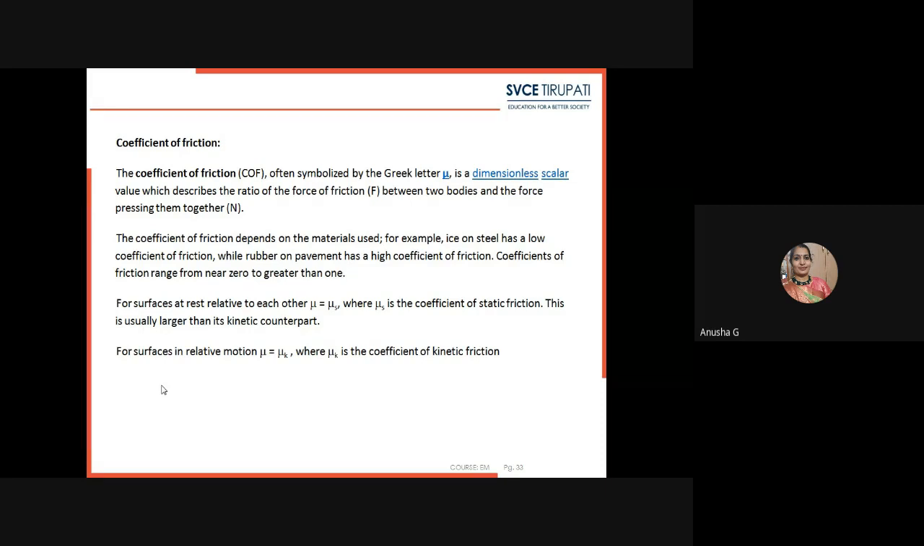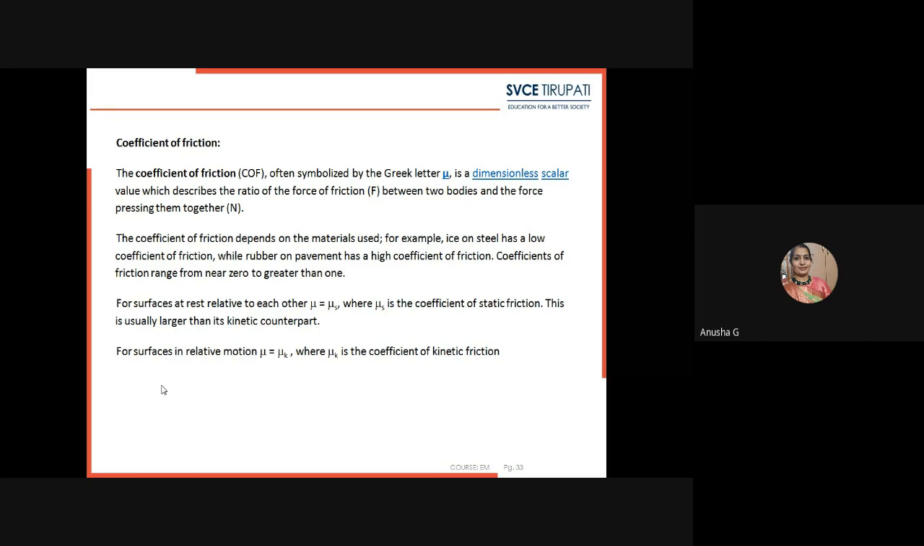Here, first of all, what is meant by coefficient of friction? The coefficient of friction is symbolized by the Greek letter mu. Friction will be taken as mu, and it is a dimensionless scalar quantity which describes the ratio of the force of friction between two bodies and the force pressing them together. That is, F by N is known as the coefficient of friction. The coefficient of friction depends upon the material.